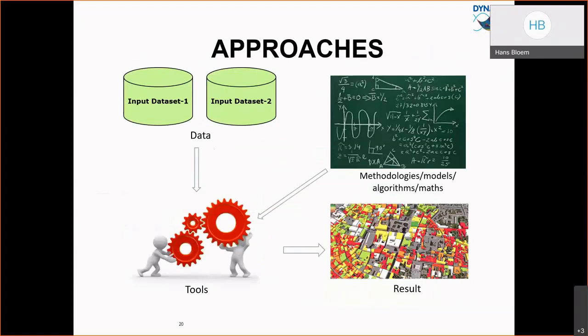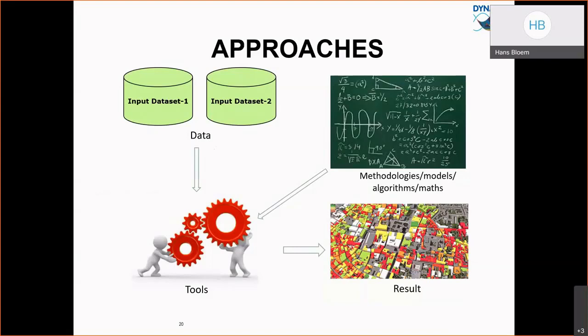In general, the approach is always that you have a set of measured data, or data in general, available. You have methodologies, you have selected some models, you have selected some of the mathematical equations that you are using in the analysis process. And then, of course, this data and the methodologies combine in tools, and they produce some results.